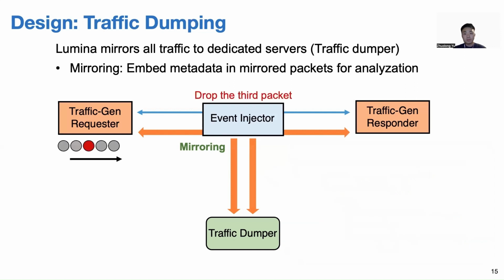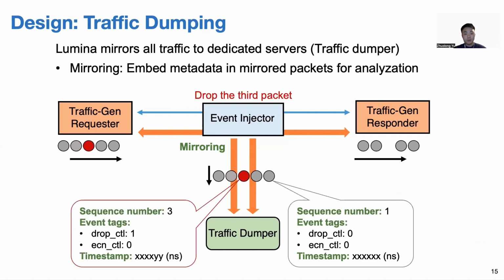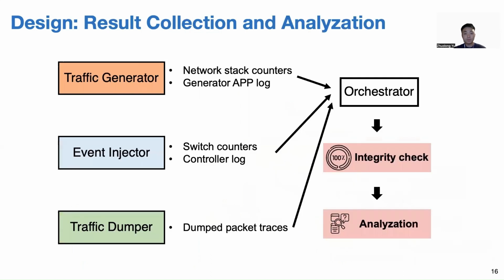In this example, the requester sends 5 packets, and we drop the 3rd packet using our tool. So the responder only receives 4 packets, while all the 5 packets are mirrored. The first packet has sequence number 1, drop tag 0, and the 3rd packet has sequence number 3, drop tag 1, meaning that the 3rd packet in the original message was dropped.